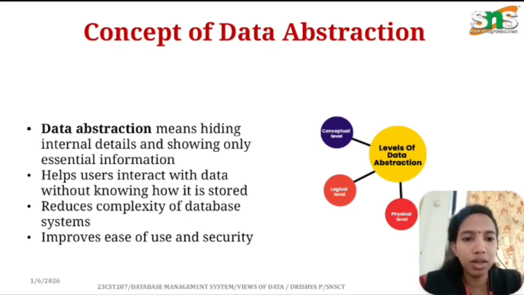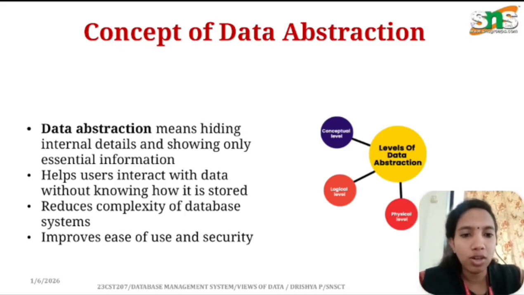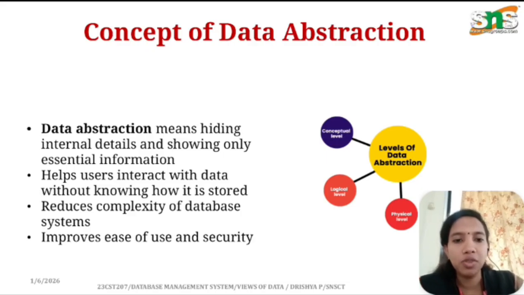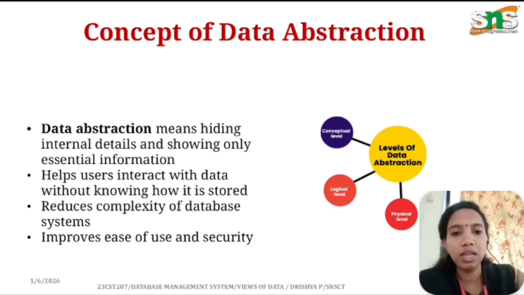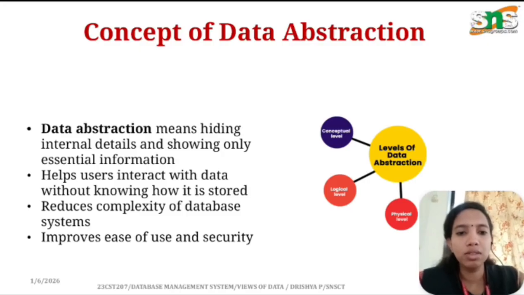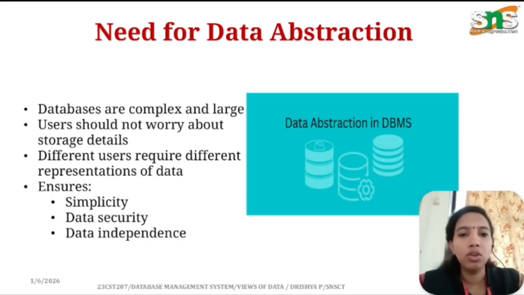The concept of data abstraction. The levels of data abstraction are conceptual, logical and physical. Data abstraction means hiding the internal details and showing only essential information. It helps users interact with data without knowing how it is stored, reduces the complexity of the database system, and improves ease of use and security.